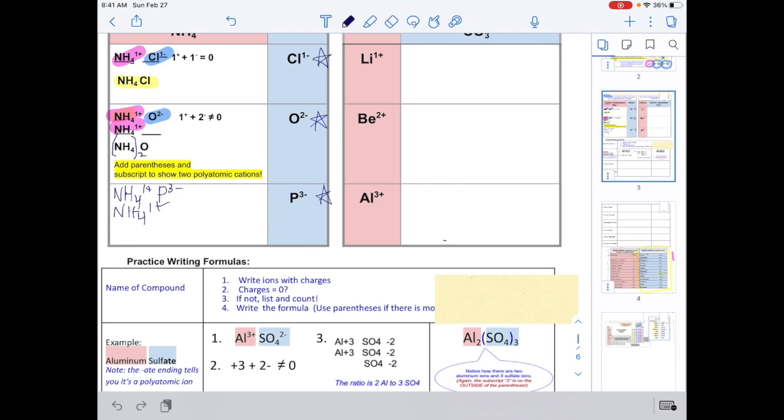And do they add up to 0 yet? Nope. So I need another one. I have to have 3 plus 1s to balance the 1, 3 minus. Now I'm going to count. I have 1, 2, 3 NH4 teams. So I'm going to write in a parenthesis the team NH4. That doesn't change. But the little 3 outside tells me I need 3 of those.